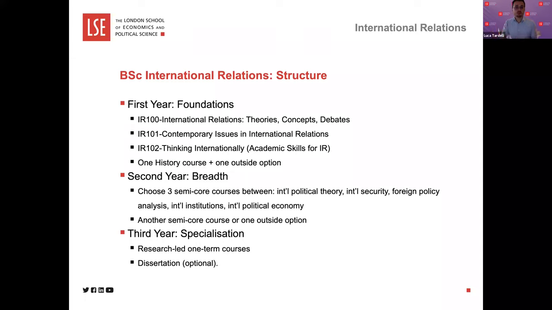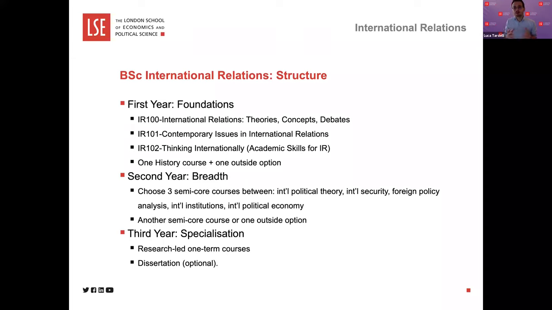So you will have the possibility to choose 3 out of 5 semi-core courses in international relations, whether international political theory, international security, foreign policy analysis, international institutions, or international political economy. You can pick 3 out of 5, and then for your 4th unit, you can pick an outside option, which could be, again, a language course or another outside option, or in case you can pick another one of the semi-core courses in IR.